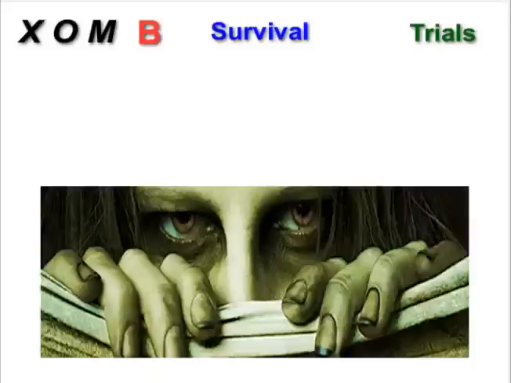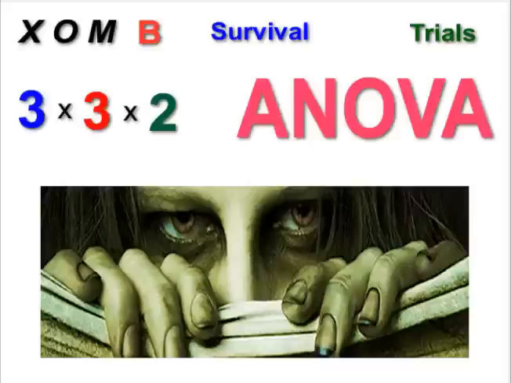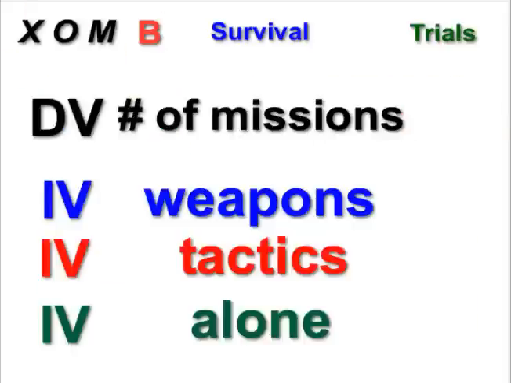Oh, yeah. Zombies. Stuck in the basement of the big building. We're trying to figure out why some people are successful at returning from their foraging and why some people are not. We're going to run a 3 by 3 by 2 ANOVA, a factorial ANOVA. Our DVs are continuous, the number of missions successfully returned from, and these are all categorical variables.